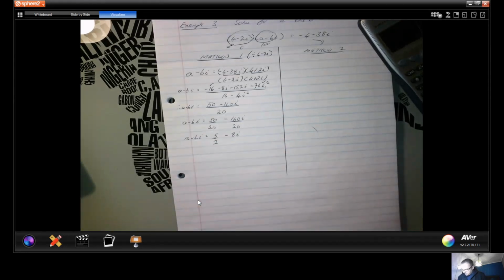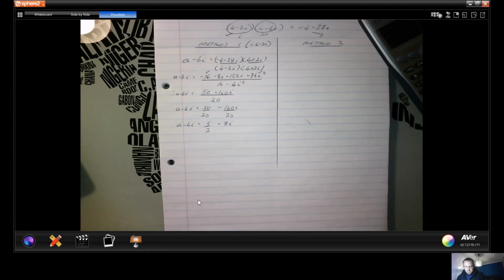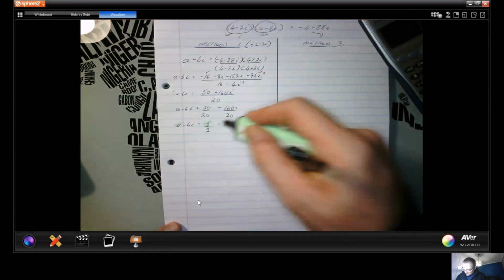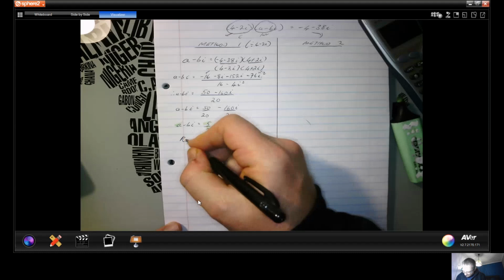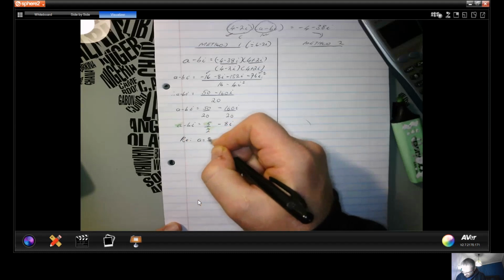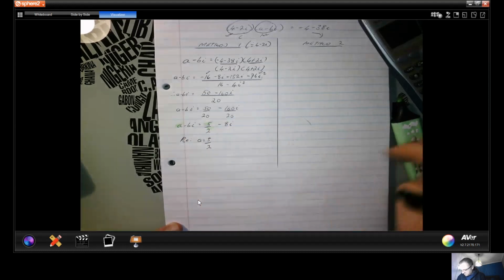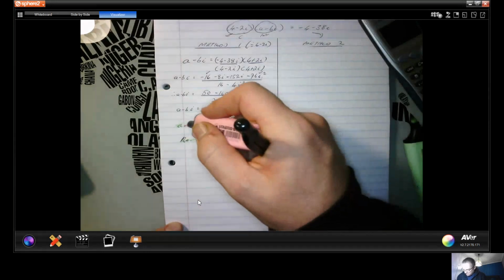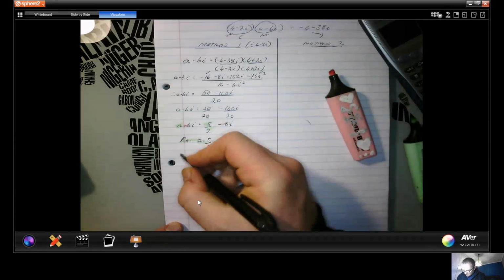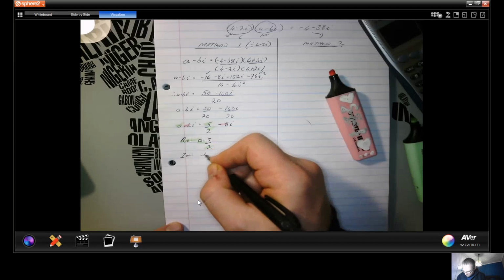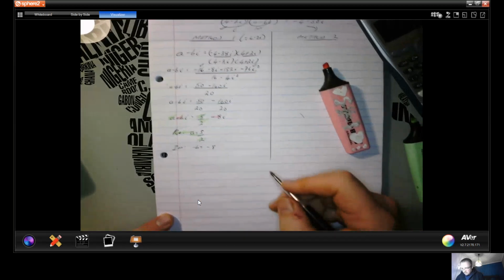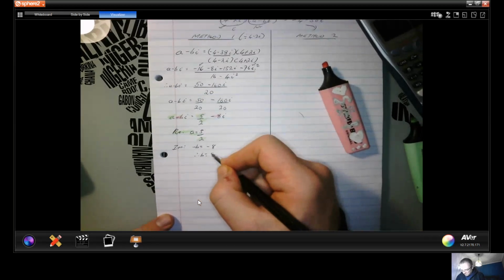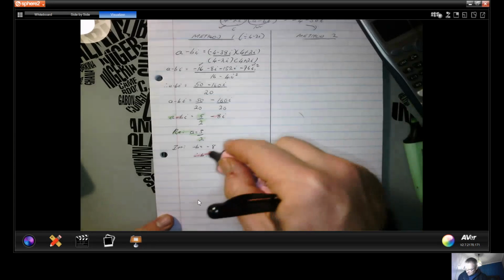Then if I look at the real part of the equation, there's the two real parts. I'm going to have a is equal to 5 over 2. And if I look at the imaginary parts, I'm going to have negative b is equal to negative 8. Okay, in other words, b is equal to 8. Right, hopefully I haven't made some careless mistake.